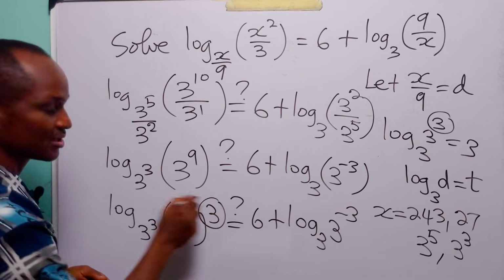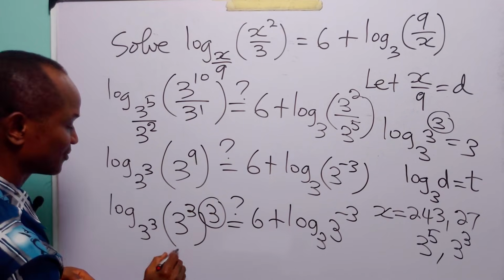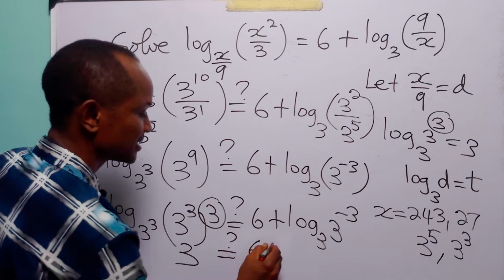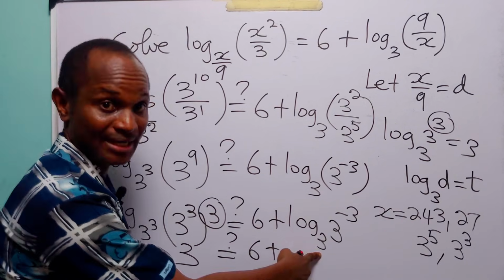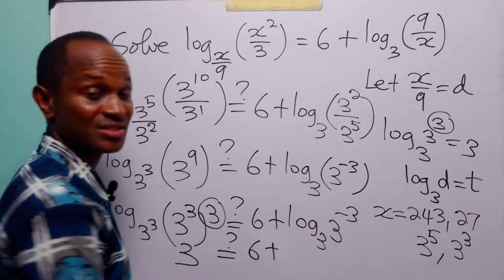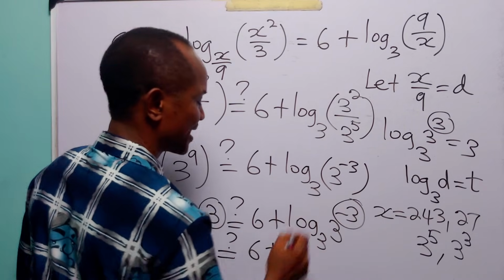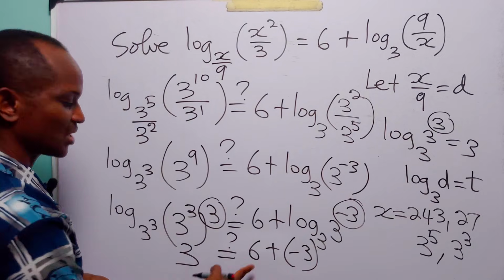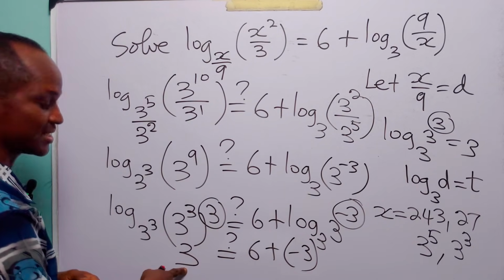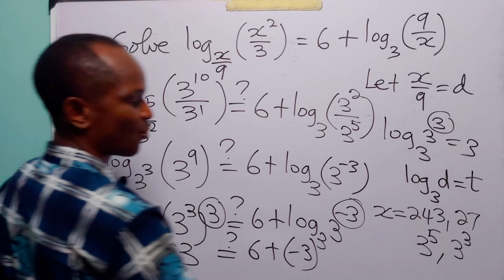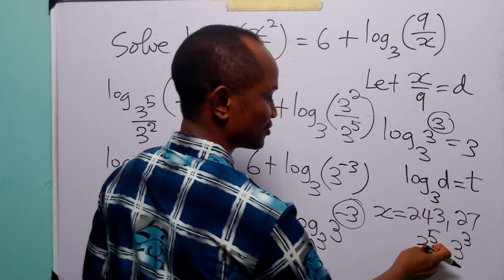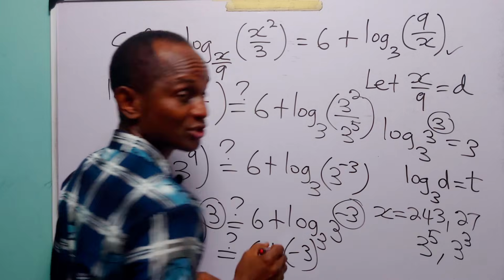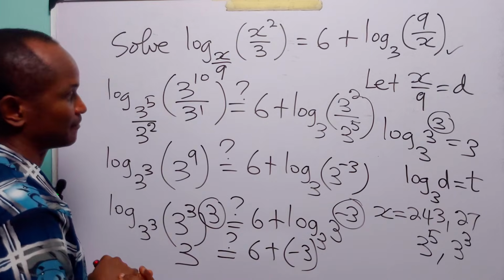simply equal to 3. So on the left hand side we have 3. Now, is this equal to 6 plus log to base 3 of 3 to the power minus 3, which is equal to minus 3? So we have minus 3. And of course, you know that 6 minus 3 is equal to 3. So when x is equal to 3 to the power 5 or 243, this equation is satisfied.